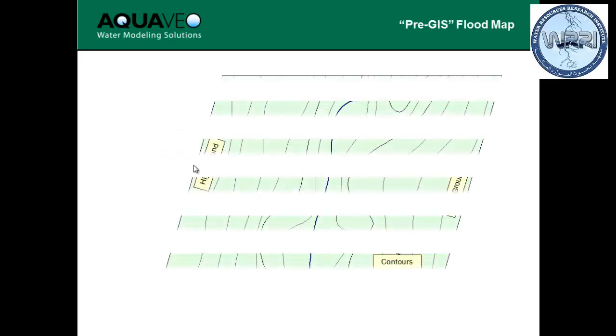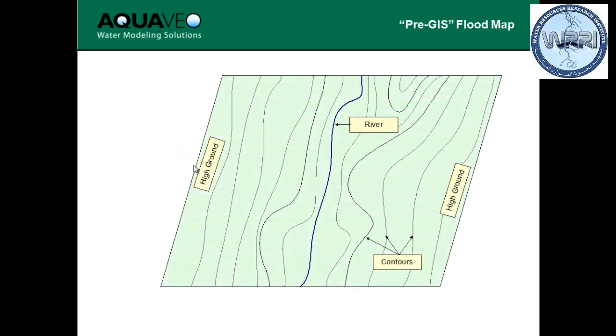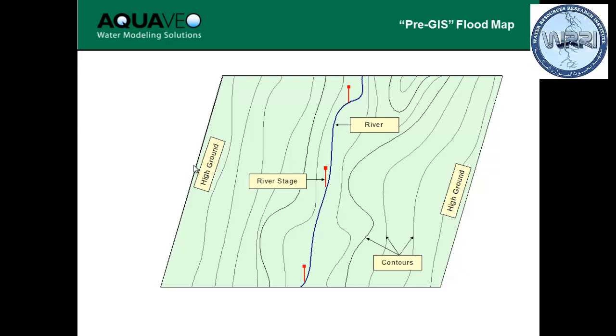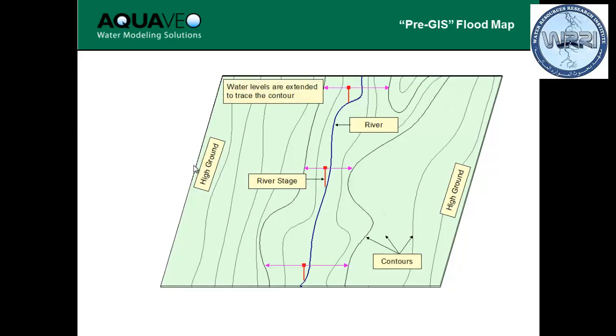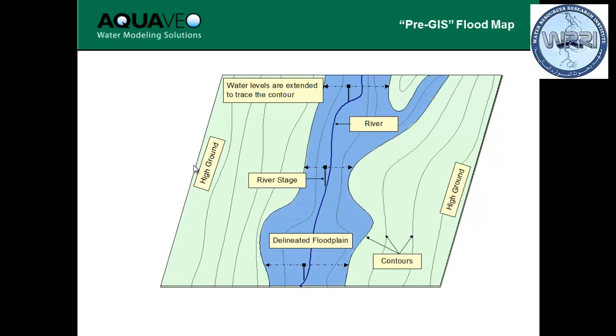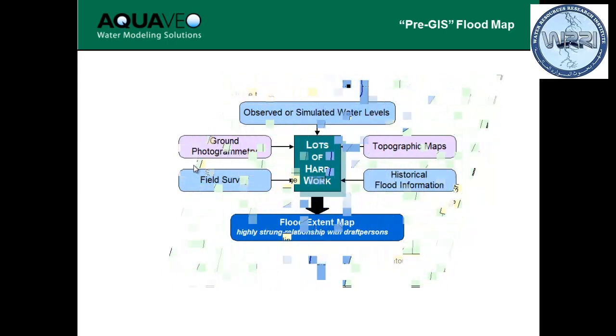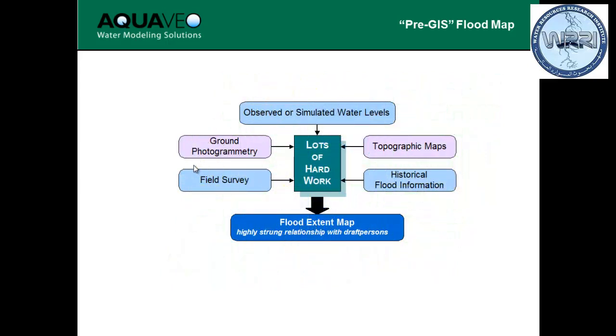And I want to talk a little bit about floodplain delineation. Before GIS, people delineated a floodplain from a contour map. So they take a contour map like this, take your river stages and extend them over to your contour values, and hand delineate a floodplain. So this is how you delineated a floodplain before GIS data were available. And it was lots of hard work.